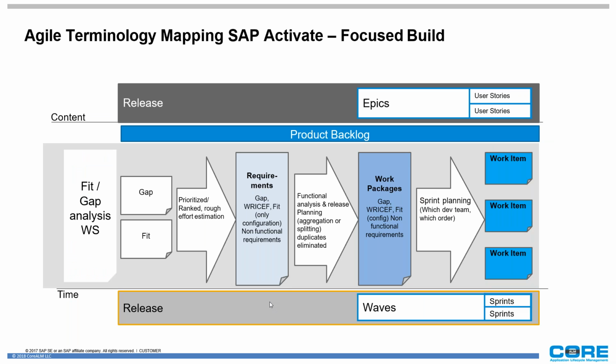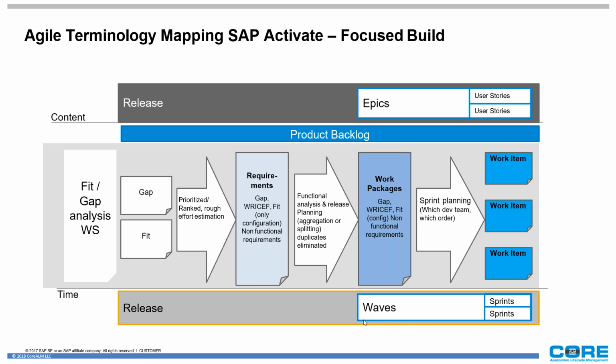Now, from a high-level perspective, this is how the Agile terminology maps to SAP Activate, as I explained in one of the first slides. On top here, you'll see the Jira terminology, and at the end here, you'll see the Focus Build terminology as well. But you'll go through a fit gap analysis where you determine what's a fit and what's a gap. That's where you prioritize all of your requirements. And once you have that, you'll have a pretty good idea of what work packages to create, whether a work package is a gap or a fit.